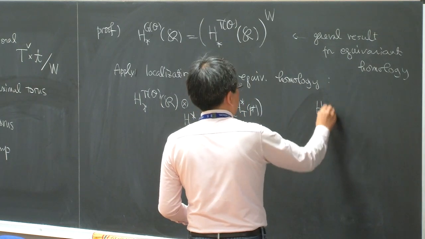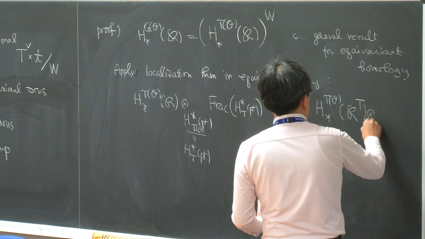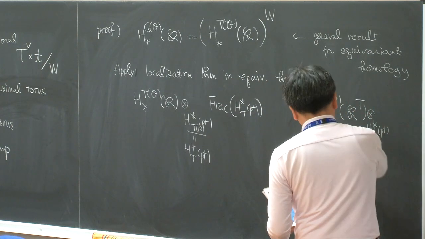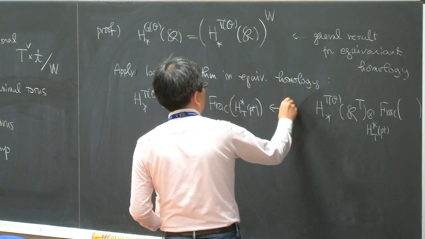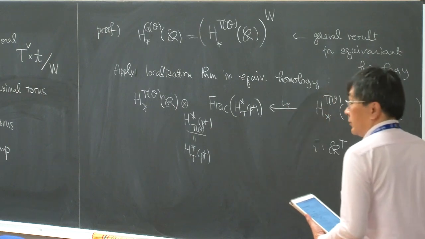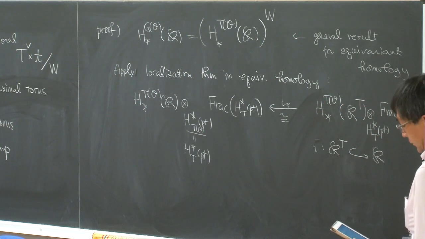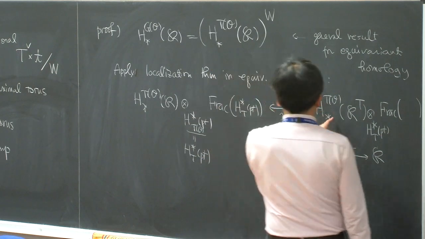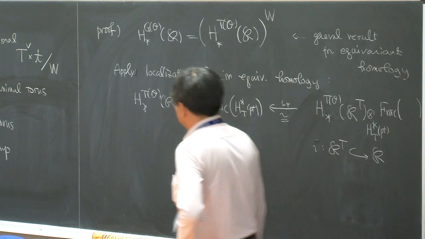And on the other hand, you consider the equivariant homology of the fixed point. Since the torus acts trivially, this is the same as the ordinary homology. Then you have the homomorphism induced from the inclusion of the fixed point set. This becomes an isomorphism if you tensor with the fraction field. You must also check that the multiplication here and the multiplication here are compatible.